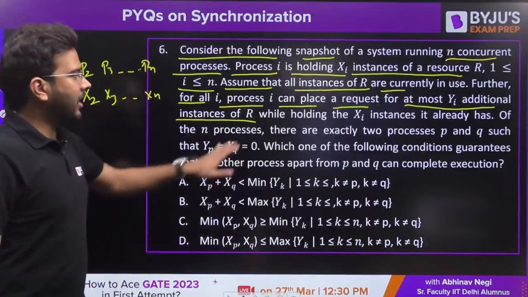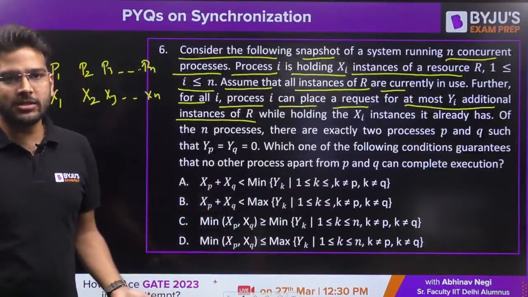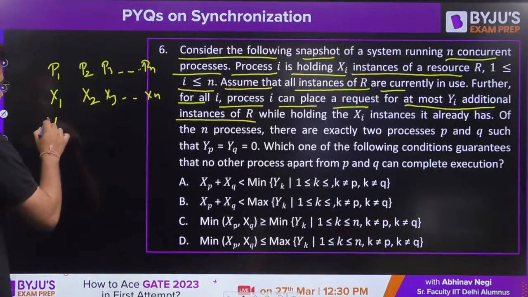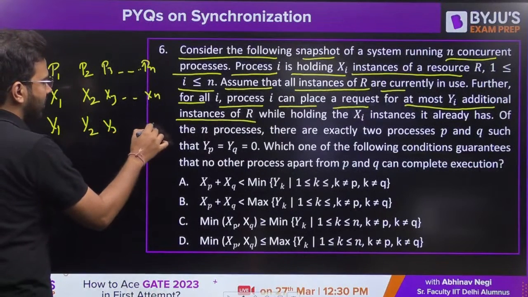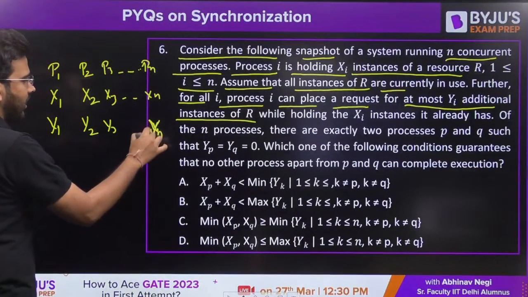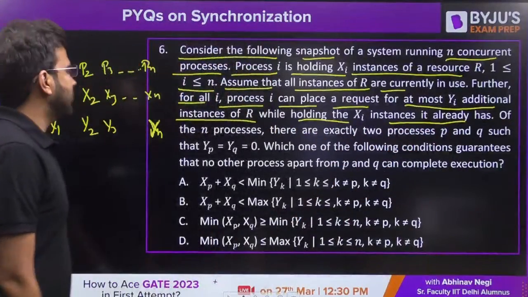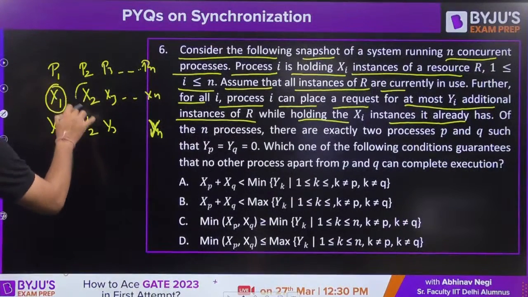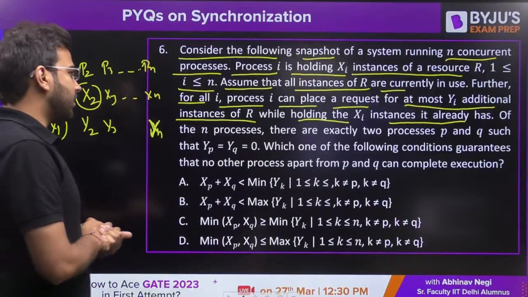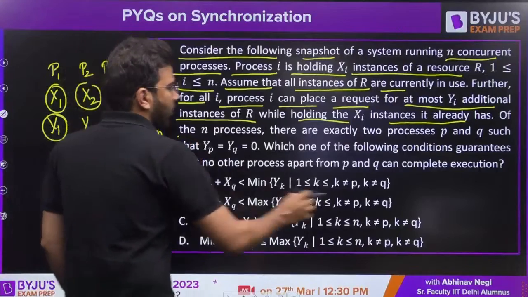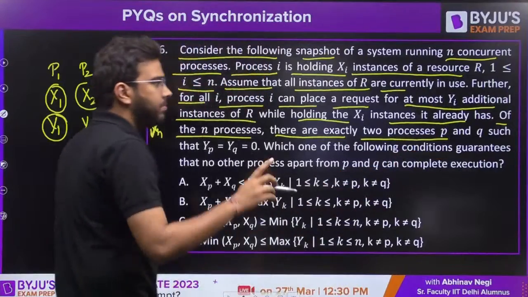Now what it is saying is that every process i can place a request for at most yi additional instances of R. That means P1 can place an additional request of y1, P2 of y2, y3, up to yn, while holding the xi instances it already has. Whatever it is holding as of now, apart from that it can request these many additional instances.